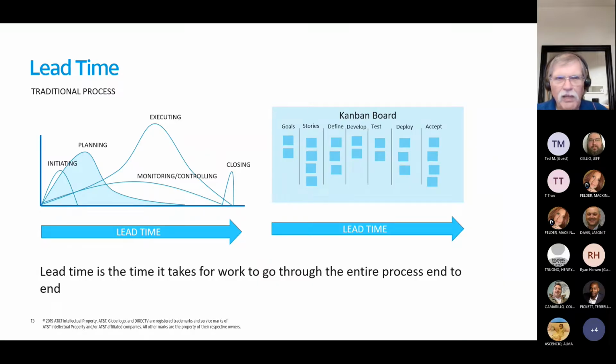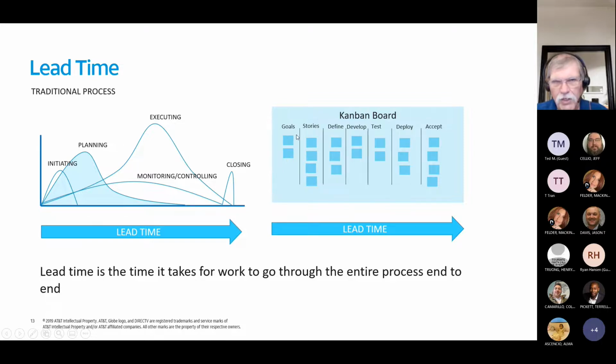Now, know the definition of lead time. Lead time is the time it takes for work to go through the entire process, end to end, from initiation through closing. So in a traditional process, the lead time goes all the way from initiating through closing. With, say, a Kanban, your lead time is when it enters the Kanban to the point where it's accepted.